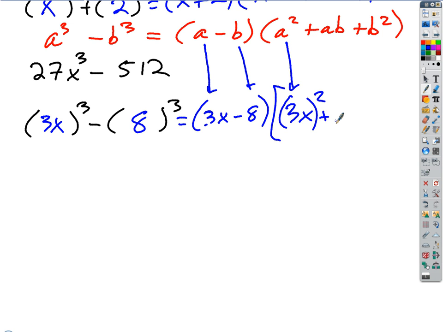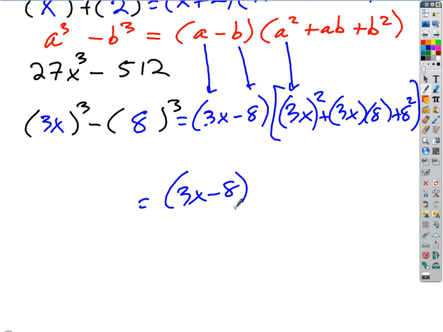Okay, AB is not a big deal. AB is just going to be 3x times 8, right? And then B squared is just 8 squared. So what does that all simplify to? So we get 3x minus 8. What about in here? What is the quantity 3x squared? 9x squared, yeah, I have to square the 3 and the x, right? So it's 9x squared, 3x times 8, 24x, and 8 squared, 64.